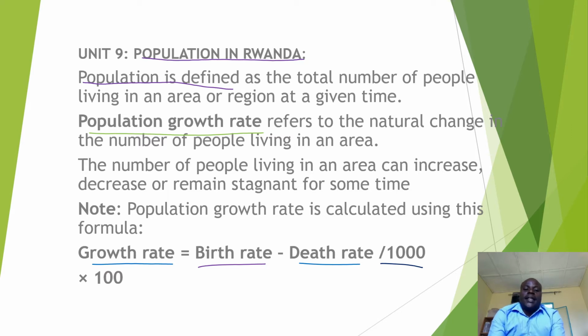Why do we put it over 1,000? We don't consider the whole population. We only take a sample of 1,000 people. That's why we put it over 1,000, because the sample we considered was not the population of the whole country, but a population of 1,000 people.